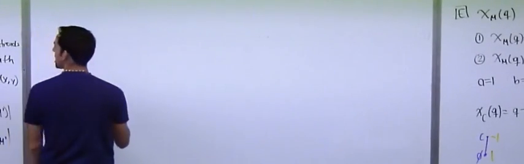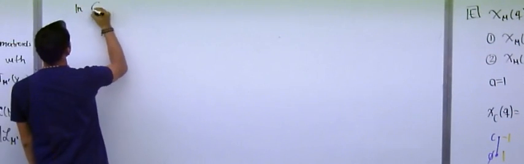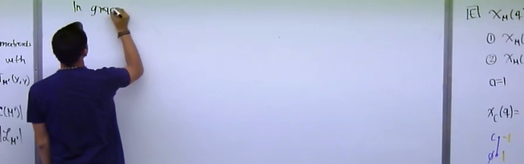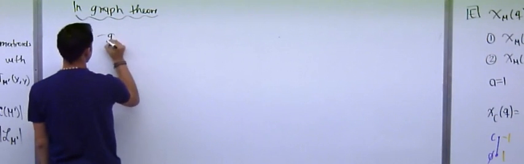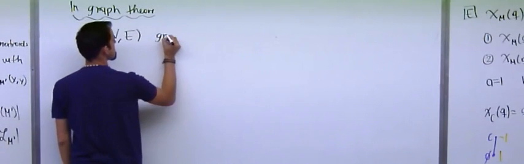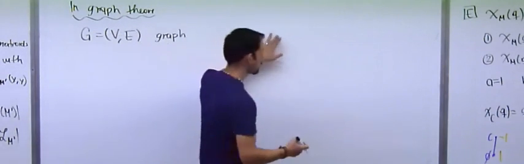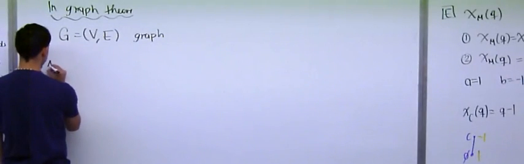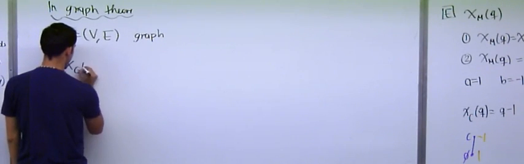Let's talk about applications in graph theory. Let's say that you have a graph. Maybe I'll call it V for vertices, E for edges. And what are some of the things that you like to do for a graph? Well, one of the things that we like to do is count colorings. This is called the chromatic polynomial.